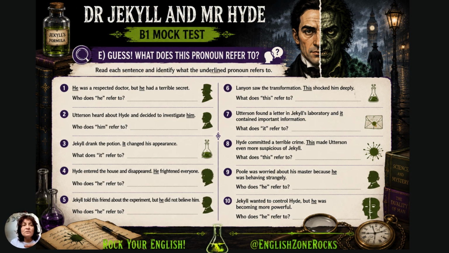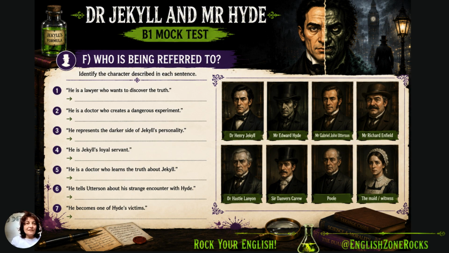Paul was worried about his master because he was behaving strangely. Who does he refer to? Jekyll wanted to control Hyde, but he was becoming more powerful. Who does he refer to? Yes, and we've got more to come again.